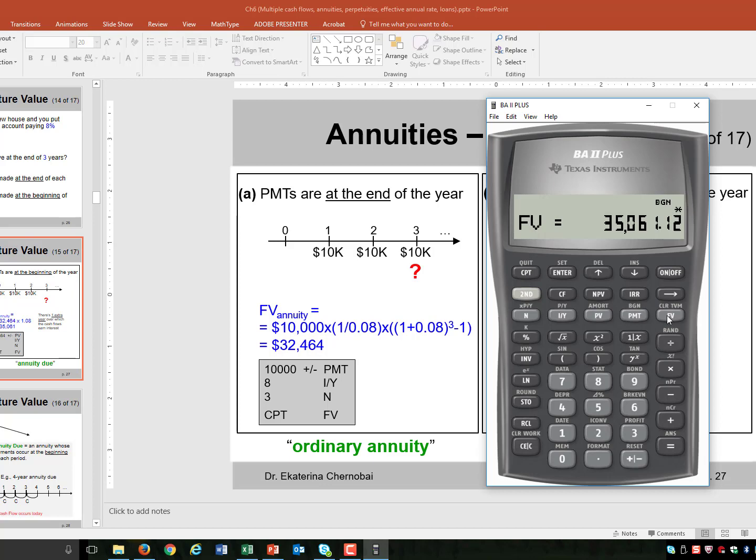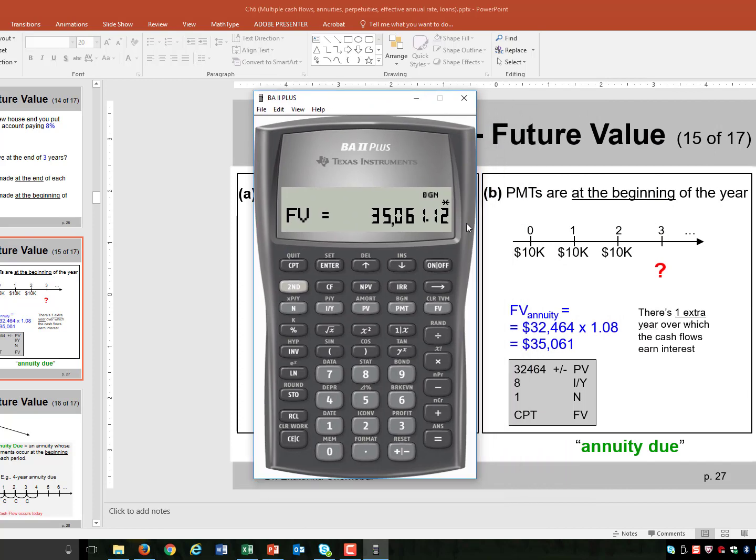Compute future value. What do we get? We do not get the answer for case A. We get the answer for case B. Annuity due answer, $35,061.12. So this is probably going to be your favorite method, right?